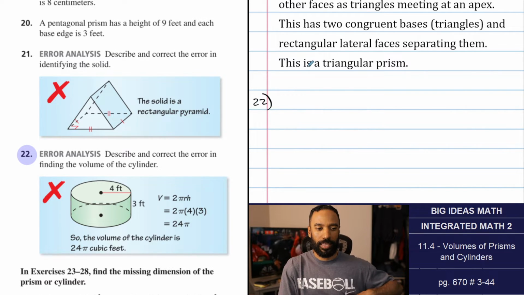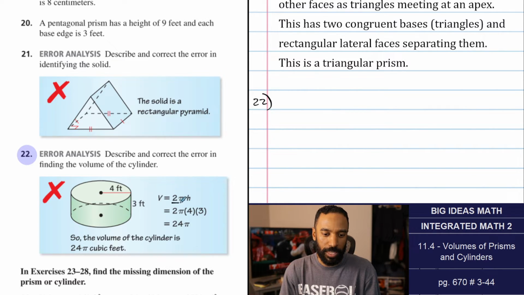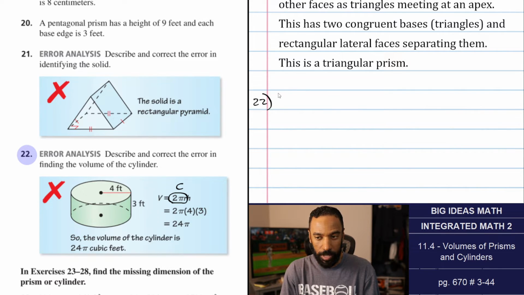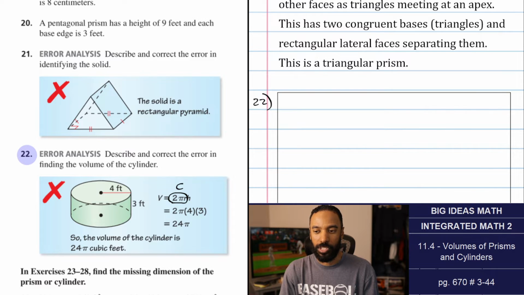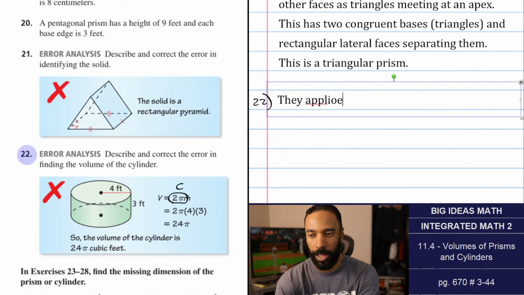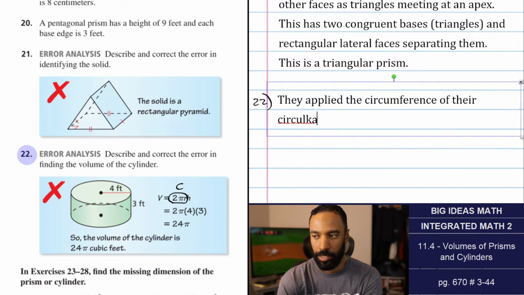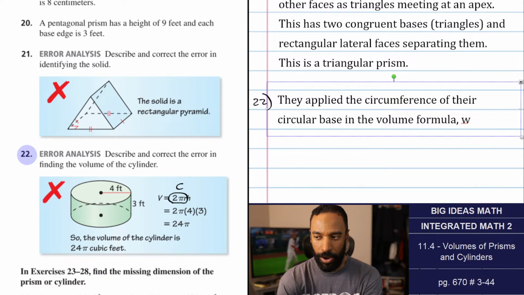Error analysis. Describe and correct the error in finding the volume of the cylinder. So they used a different formula here. They said 2 pi r times the height. 2 pi r is the circumference of a circle, which we will be using for surface area stuff. Make no mistake, it will be used, but that's circumference, not area. So I'm sure all their math after that is correct, but they applied the circumference of their circular base in the volume formula when it should have been area of base.